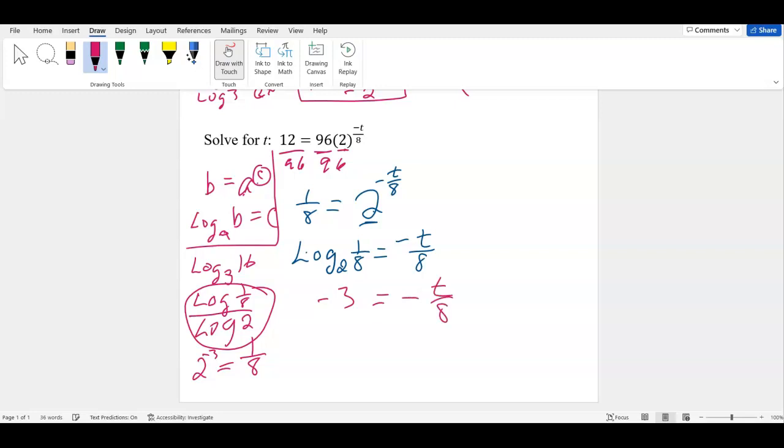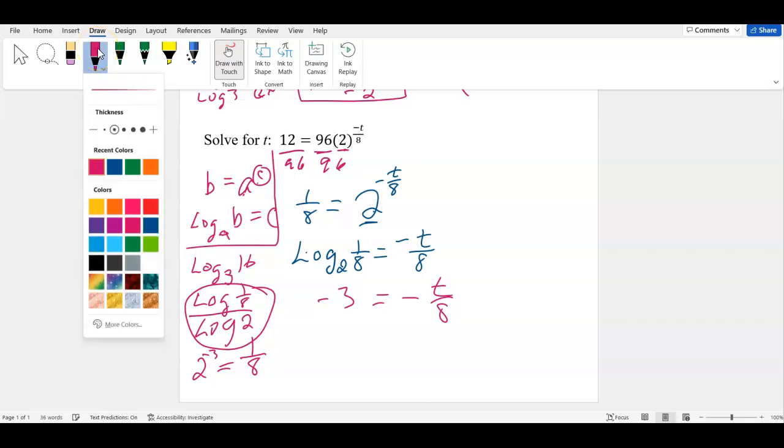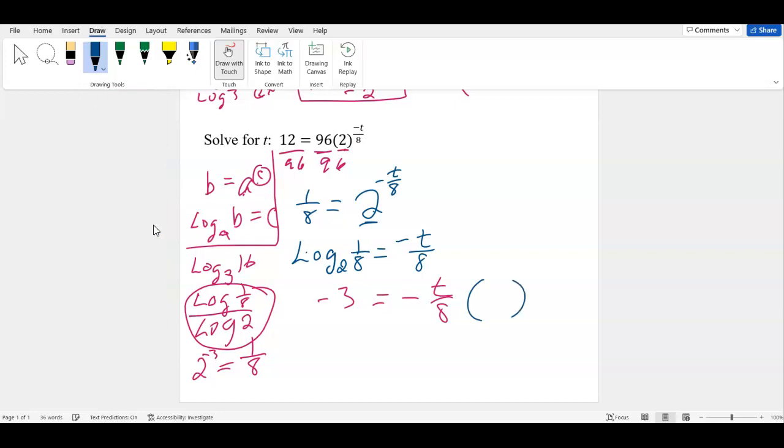And now to solve for t, we want to multiply both sides of this by something that will get rid of the negative. So that's going to be a negative number to cancel that. And then dividing by 8 means we multiply by 8. And so that'll get rid of the 8s, and it'll get rid of our negative signs. And so over here we have to multiply by negative 8 as well. So that gives us 24 is equal to t. And here we get a nice exact value.